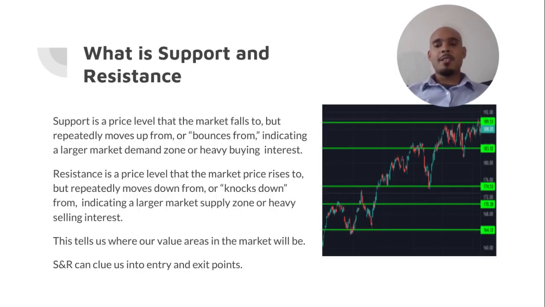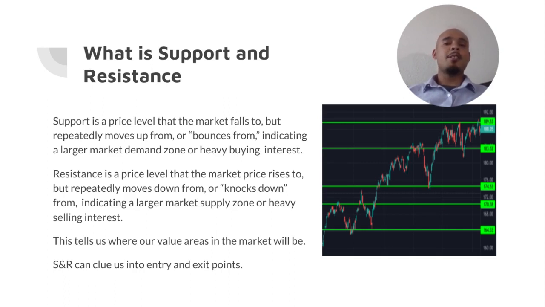So what is support and resistance? Well, support, we say, is a price level that the market will fall to, but repeatedly move up from or bounce from, indicating a larger market demand zone or heavy buying interest. And resistance is a price level that the market price will rise to, but will repeatedly move down from or get knocked down from. So that indicates there's a supply zone or heavy selling interest there. And these two things tell us where our value areas in the market will be.